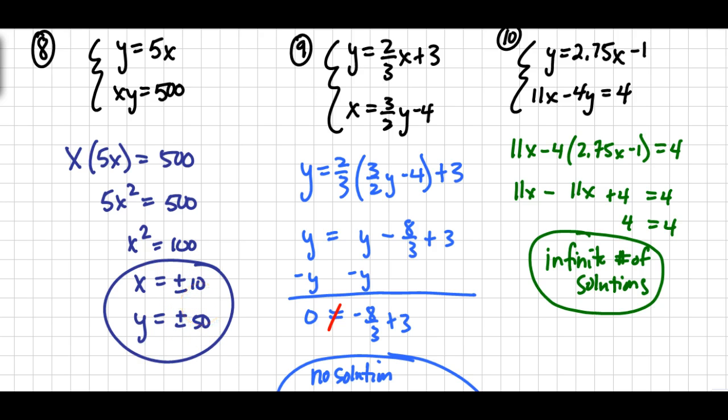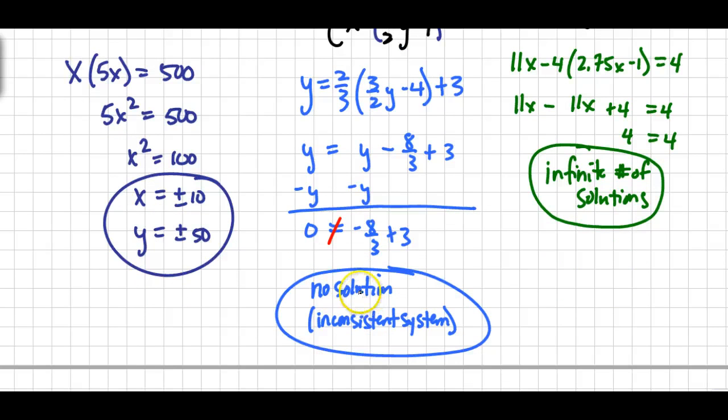In question number 9, when you solve that system, I plugged the bottom equation into the first. So I took this equation and plugged it in right there for x, did the distributive property, and when I simplified, I ended up getting a non-true statement. 0 is not equal to negative 8/3 plus 3. So this was another example of an inconsistent system with no solution.